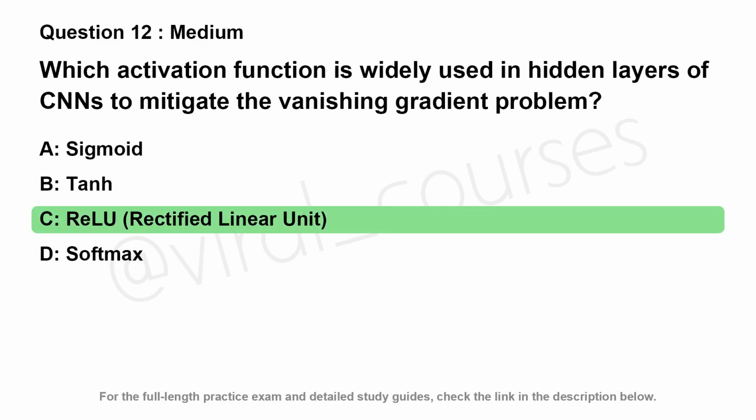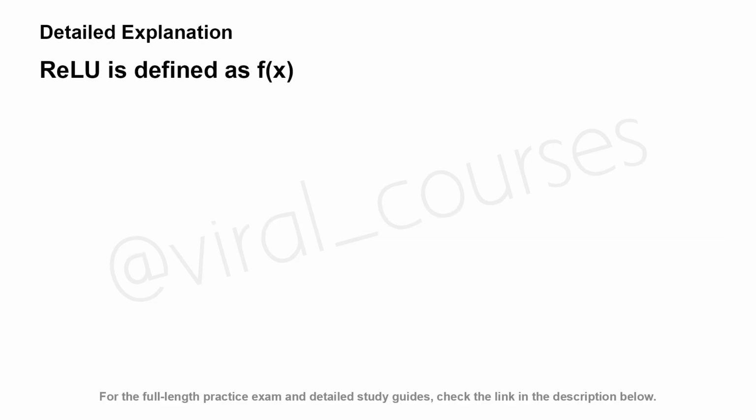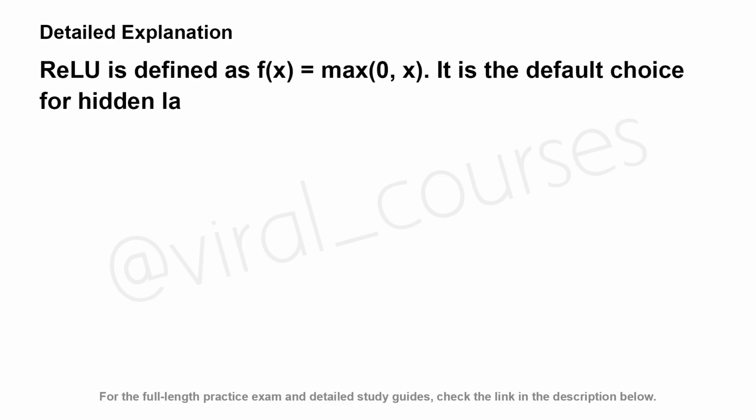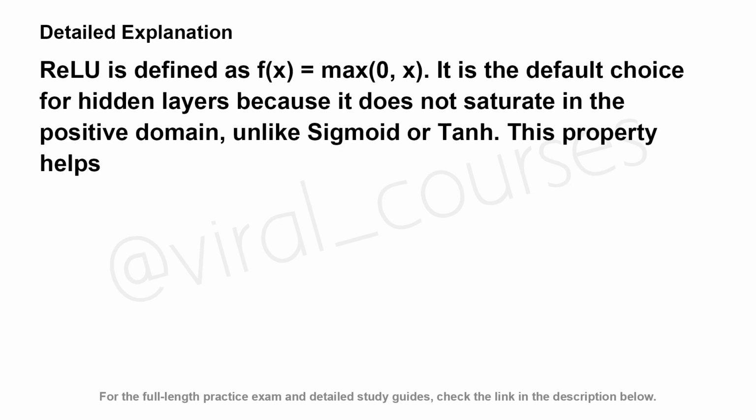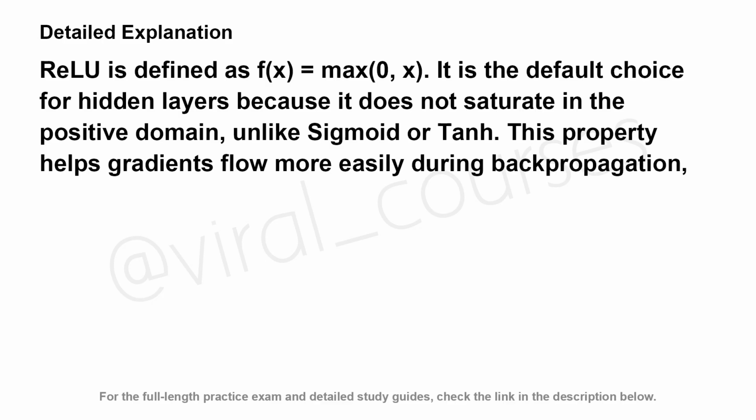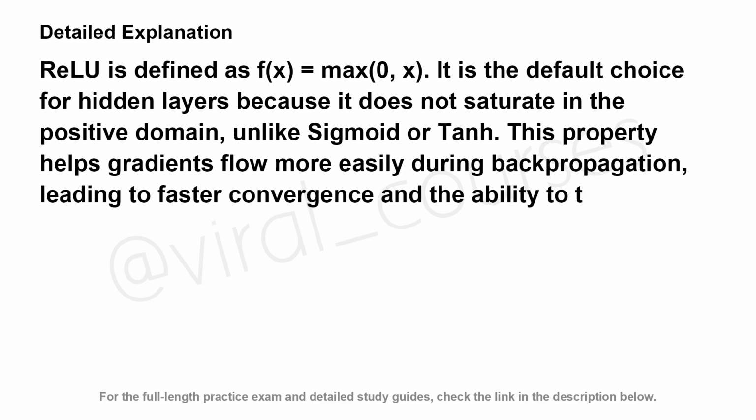The correct answer is C. ReLU is defined as f(x) equals max(0, x). It is the default choice for hidden layers because it does not saturate in the positive domain. Unlike sigmoid or TANH, this property helps gradients flow more easily during backpropagation, leading to faster convergence and the ability to train deeper networks.